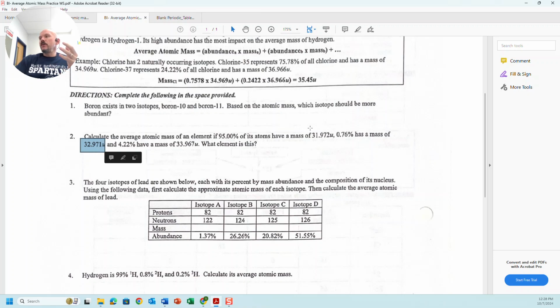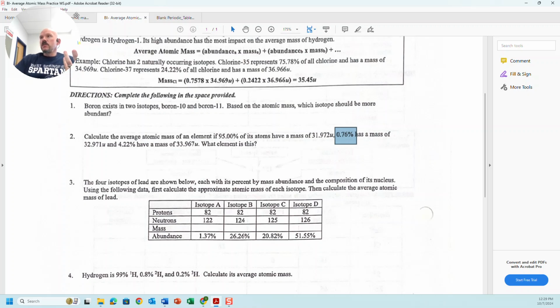Okay, but if they give you the mass number like this and not a whole number, just use that entire number. So what we're going to do is this mass number times 95% plus this mass number times 0.67%, and then this mass number times 4.22%, and then we add them all up. Okay, again, use the percentages in decimal form, not like this. So instead of 4.22, I'm going to plug in 0.0422, and for this one, it's going to be 0.0076 when I put it in my calculator.